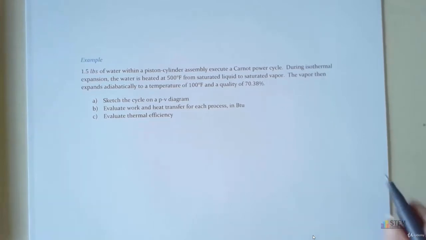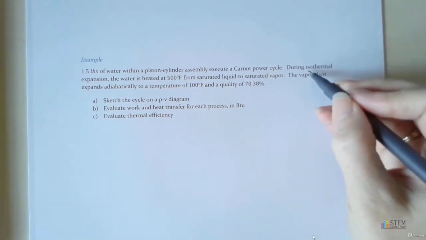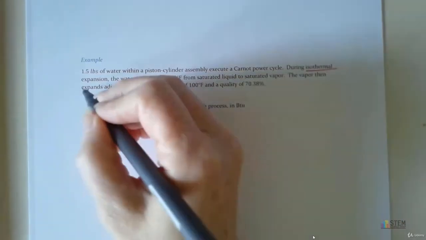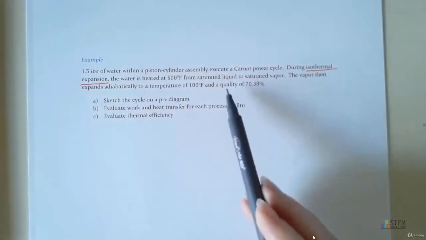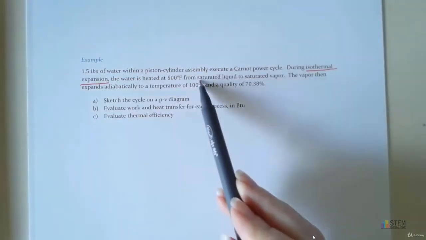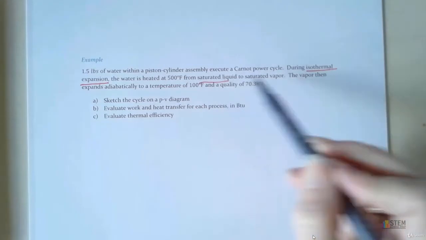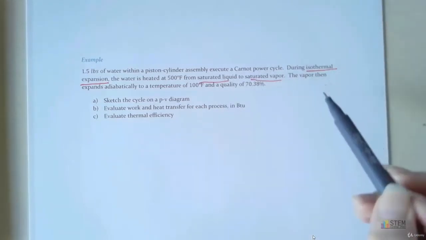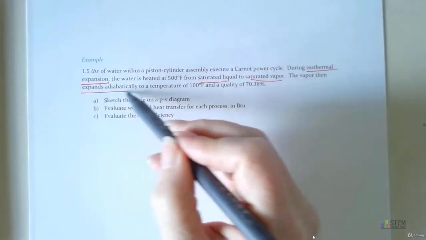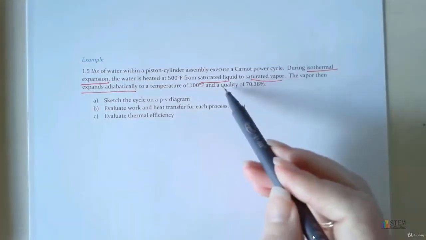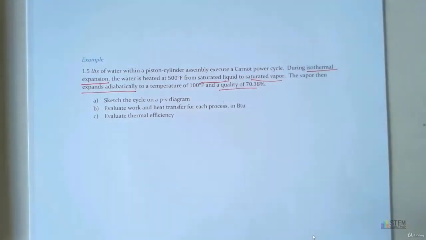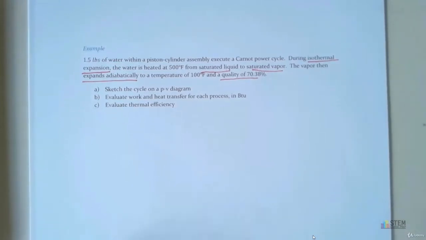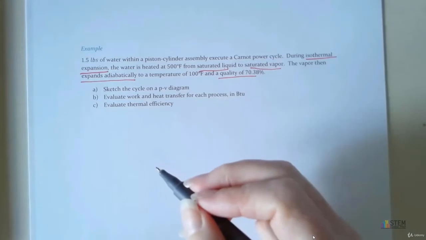Before we get started, let's look at this. We're going to have isothermal expansion, where we go from saturated liquid to saturated vapor. Then the vapor is going to expand adiabatically, and then we get this quality. So these things will help us draw the PV diagram. Now let's start out by drawing that diagram.